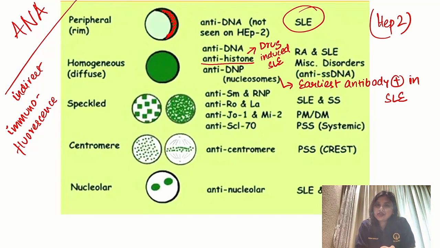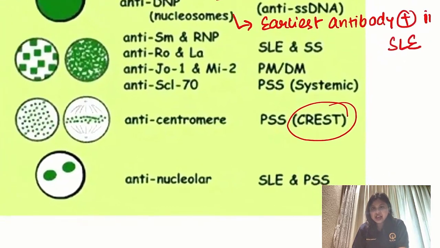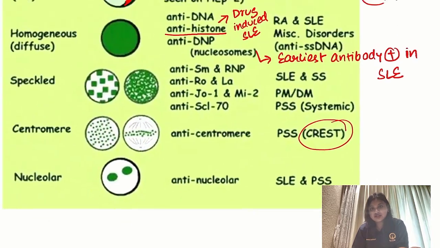Now coming to speckled, what you should remember in speckled is very non-specific. So you can get it in SLE, you can get in systemic sclerosis, in other connective tissue disorders. So as you can see, it can be anti-Smith, anti-RNP, anti-Rho, anti-La, anti-Jo1, anti-MI2, anti-SCL70, so varied. And centromere is anti-centromere antibodies, usually we get in case of CREST syndrome. And nucleolar is anti-nucleolar, we can get in SLE and again in CREST syndrome.